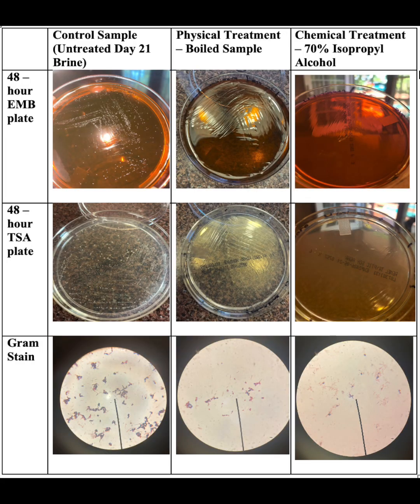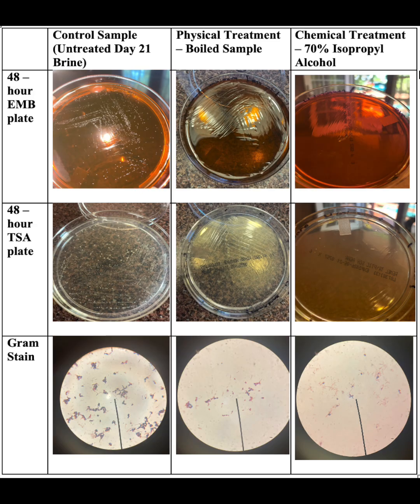After incubating the plates for approximately 48 hours, I compared both of my treated samples to the untreated 21-day sauerkraut brine control. I'll start with my physical control method first, which was boiling the brine for 10 minutes. On the Nutrient Agar plate, no bacterial growth was observed after 48 hours of incubation. This suggests that boiling was effective at eliminating the microorganisms that were able to grow on this medium.